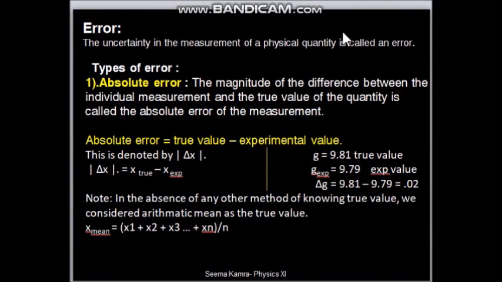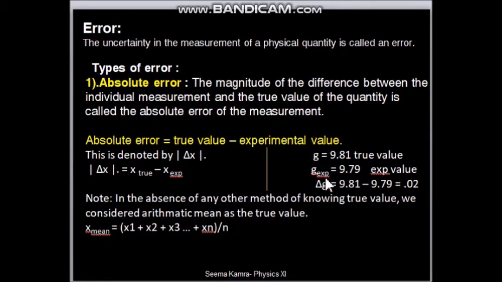Let us understand now the meaning of error and types of error. The error definition is the uncertainty in the measurement of a physical quantity. Now, errors are actually measured in three ways: absolute error, relative error, and percentage error. In this sheet, we are understanding the absolute error. It's very simple. The formula of absolute error is true value minus experimental value.